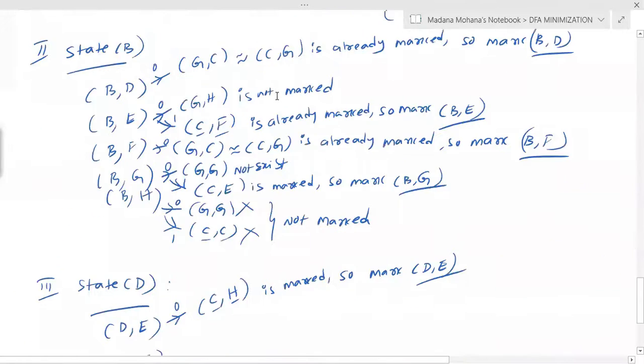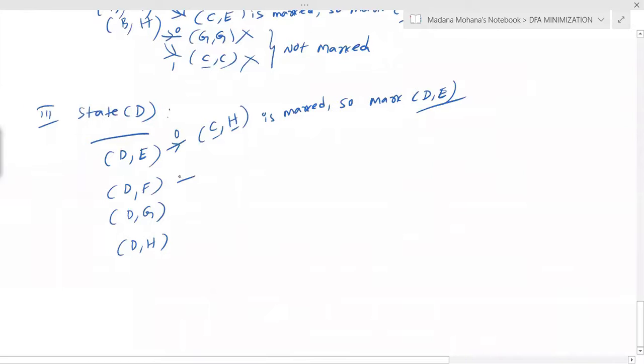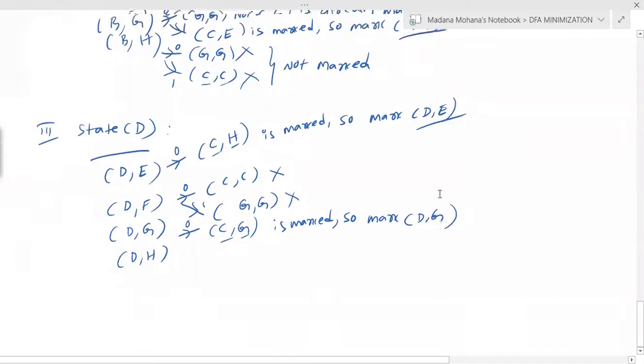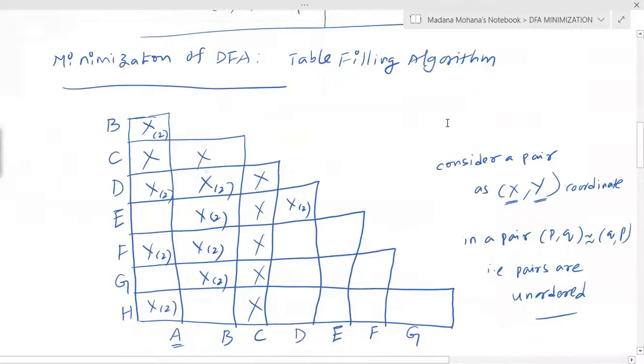Then D to F. D to F on 0, you will get both final states. This can't exist. Then D to F on input 1, you will get both G's, non-final. This combination also doesn't exist. Next, D to G on 0, you will get C comma G. Final C, non-final G is marked already. So mark D comma G. Now mark the D to G pair. In the second step it is marked.